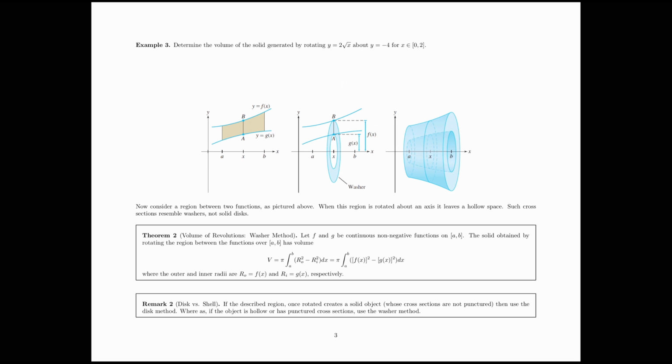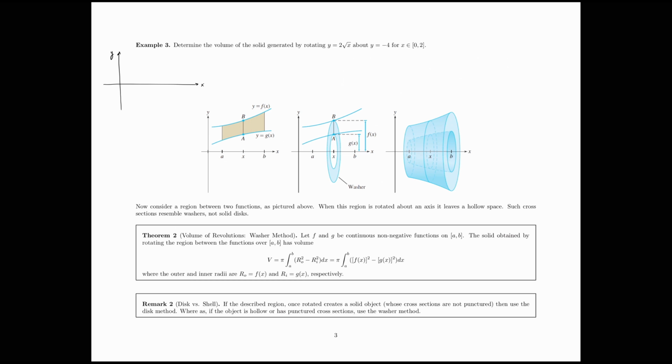All right, our next example here is example 3. We are to determine the volume of the solid generated by rotating y equals 2 square root of x about y equals -4 for x between 0 and 2. So this is an interesting problem, one for just how it's worded, and two, it is our first example of a problem where our axis of rotation is something different than the x or y axis.